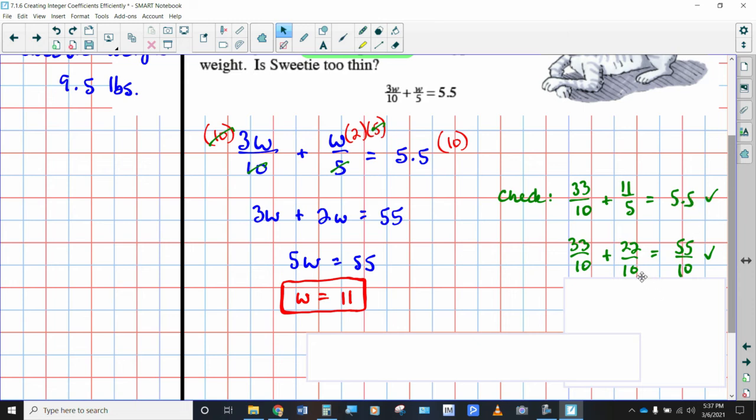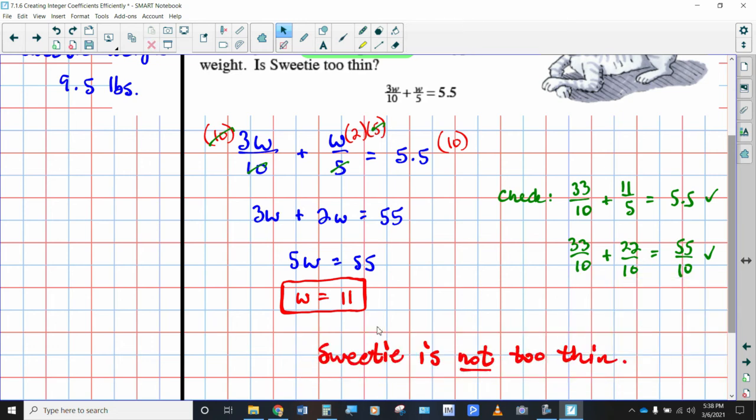That is correct. So we now know that the cat, or W in this case, is 11, and the cat is 9.5. So that's within 2 pounds, right? That's only 1.5 pounds light. And so, is Sweetie too thin? No, Sweetie is not too thin. Being 11 or being 9.5 pounds is within 2 pounds of W, which is 11 pounds.